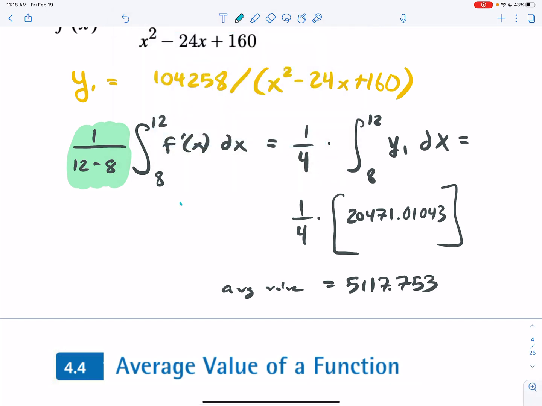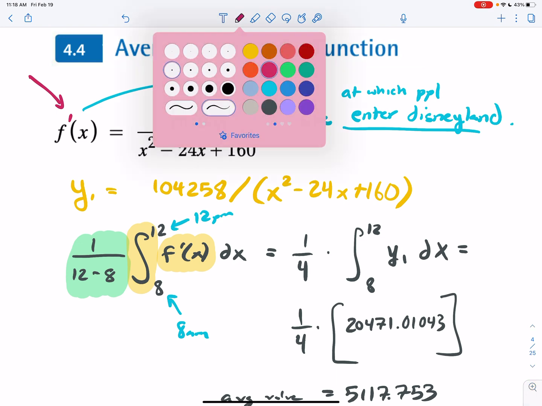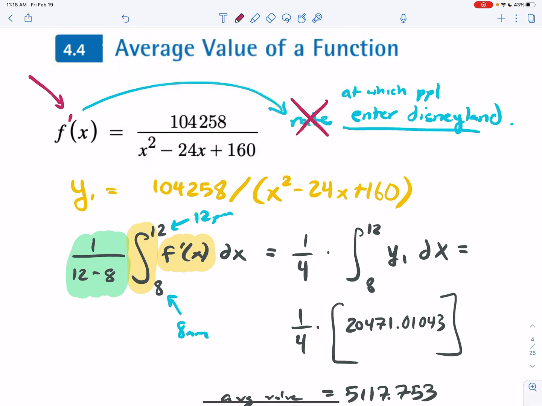So some things I want to note. 8 represents 8 in the morning. 12 represents 12 p.m. So that's time. Okay? So something that you want to remember: when you integrate a rate, the rate goes away. Okay? When you integrate a rate, the rate goes away because you go back to the original function.